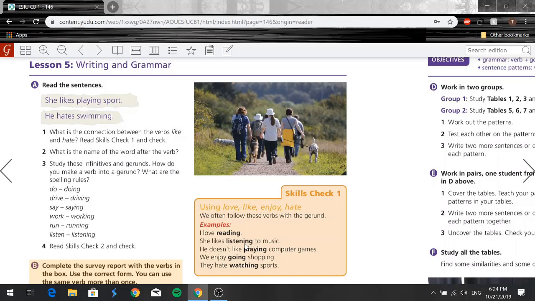Words like drive, for example, right? I have an E at the end. Well, I'm going to get rid of that E, and I'll simply add ing. So drive, driving, okay? Say, saying, okay? Let me actually go down here.